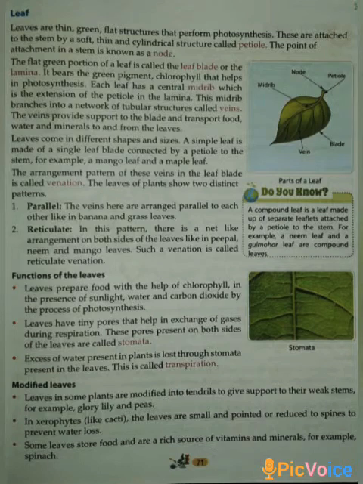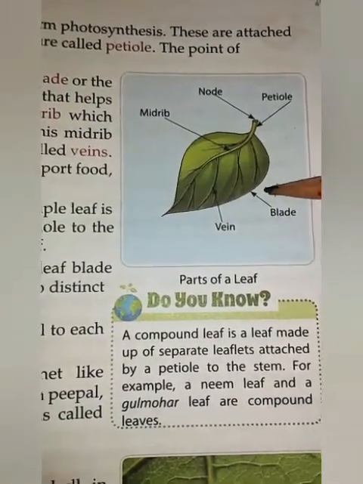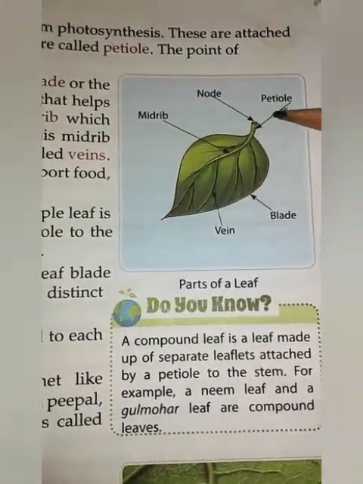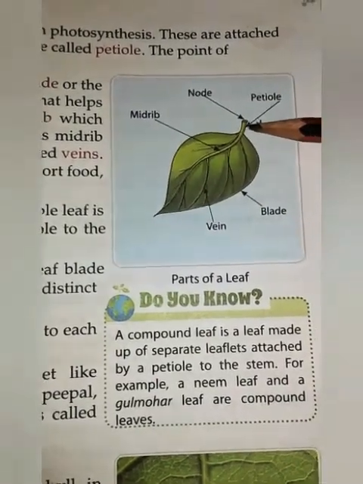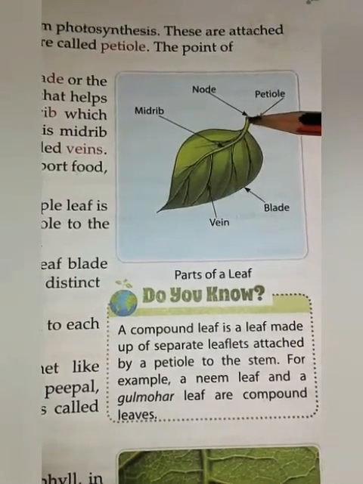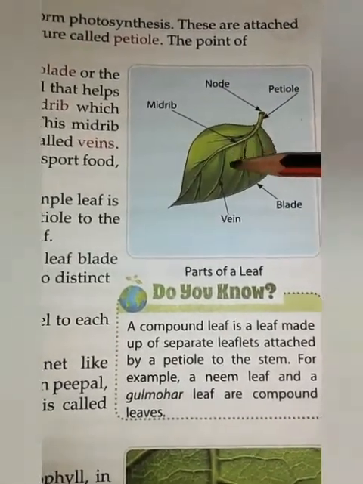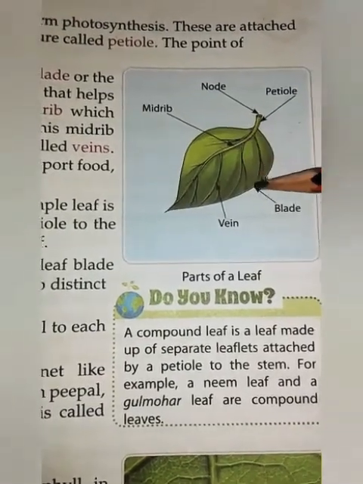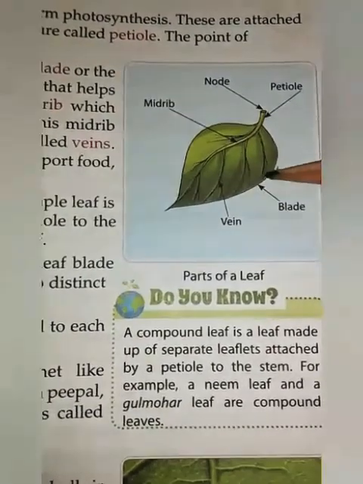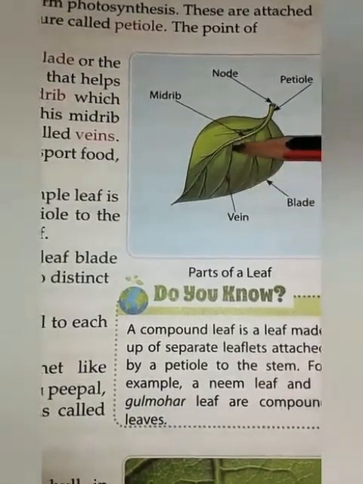Let's see the picture of a leaf. Children, this is the structure of a leaf. The cylindrical part is the petiole and the stripe part is the node. And the middle one is the midrib. And the border one is the blade.